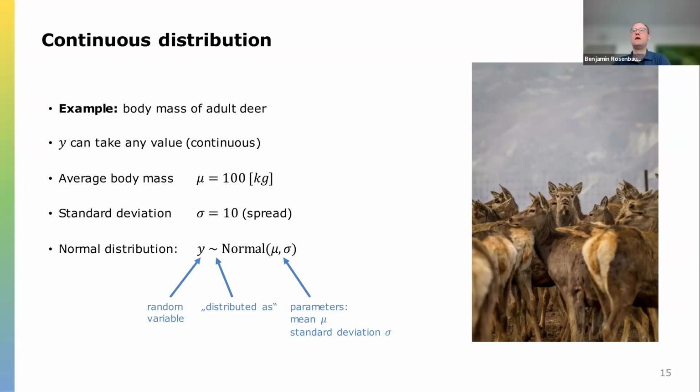Here in this case, I assume that this random variable comes from a normal distribution. A normal distribution is defined by 2 parameters. One is the mean, the average body mass, for instance, let's say 100 kilograms, and also the standard deviation. This means how much spread or variation there is in the observed body masses.